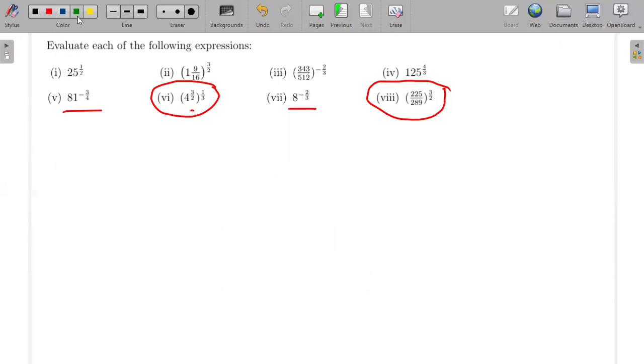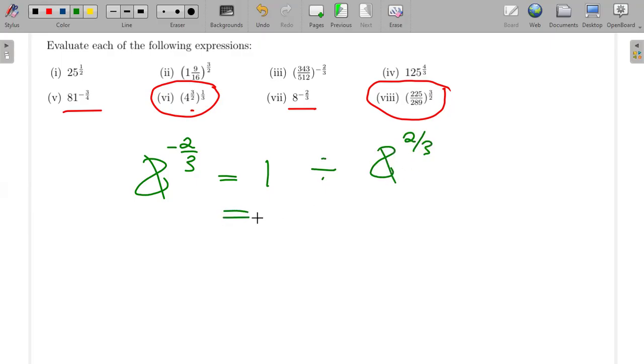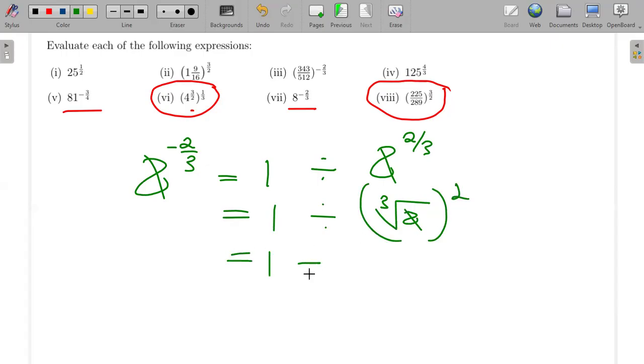The other one there is 8 to the power minus 2 over 3. It's the same principle. So it will be 1 divided by 8 to the power 2 over 3. This will be equal to 1 divided by the cube root of 8, to the power 2. The cube root of 8 is 2, and then to the power 2, so this will be 1 divided by 4, which is the same as 1 over 4.